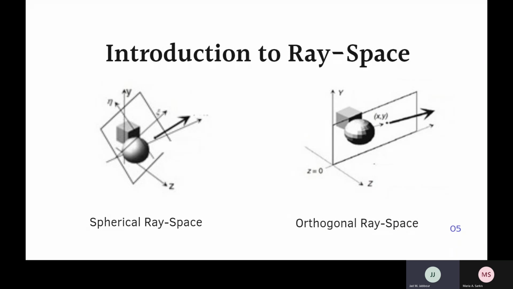Now for FTV, the main two types of ray space that are used are the orthogonal ray space and the spherical ray space. As we can see in the right-hand figure, it represents the orthogonal ray space, where a ray is expressed by the intersection of the ray and the reference plane, and the ray's direction is as shown in the figure. On the other side, the other picture represents the spherical ray space, where the reference plane is said to be normal to the ray.